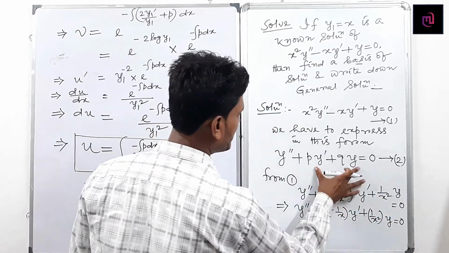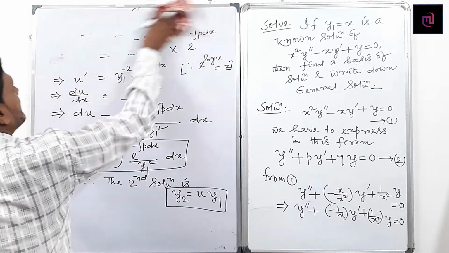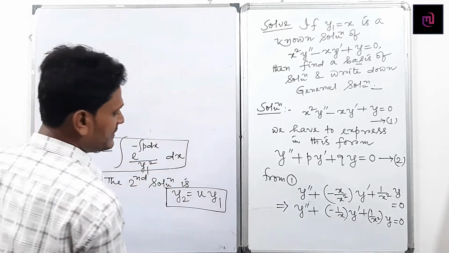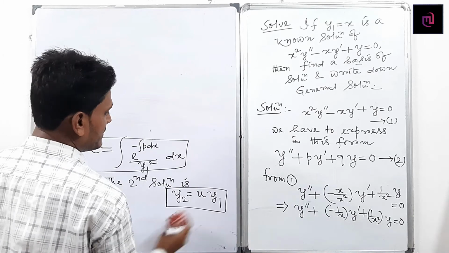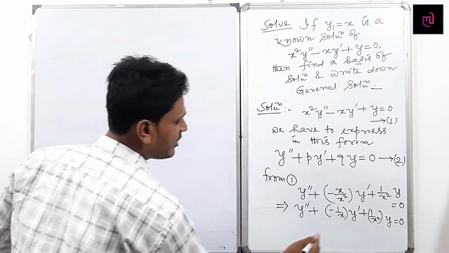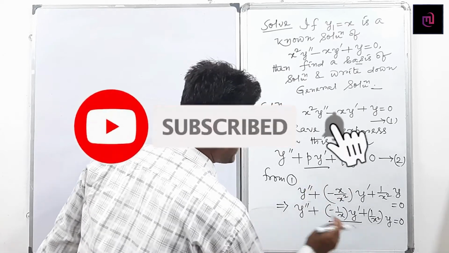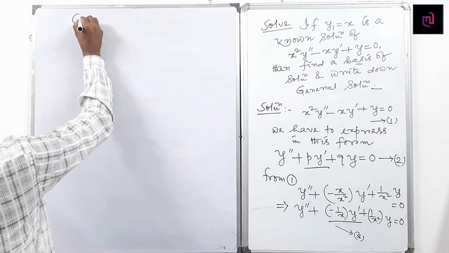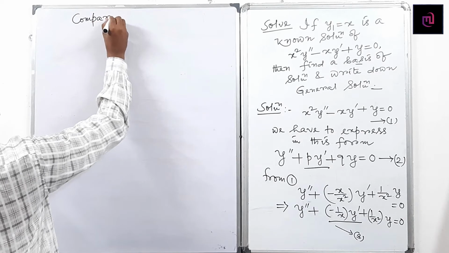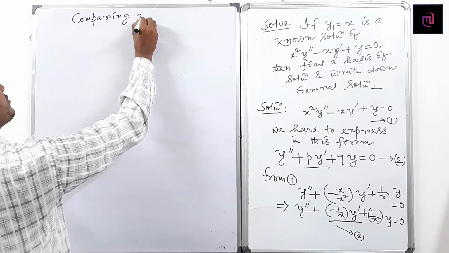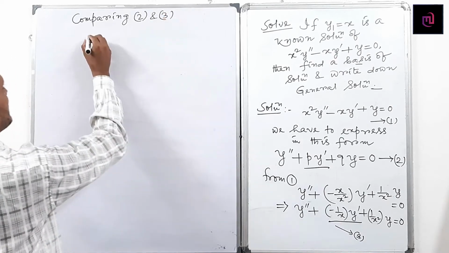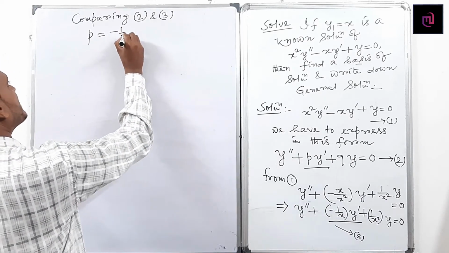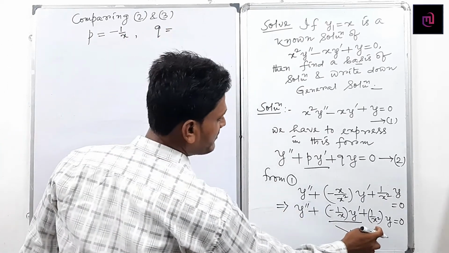If you compare these two equations, comparing equation numbers 2 and 3, we get p equals minus 1 by x, and q equals 1 by x².